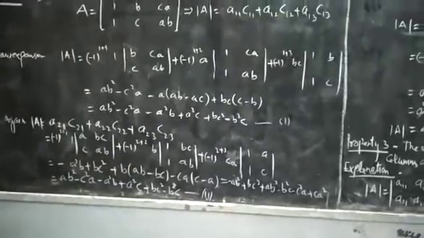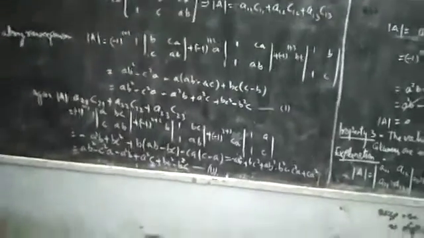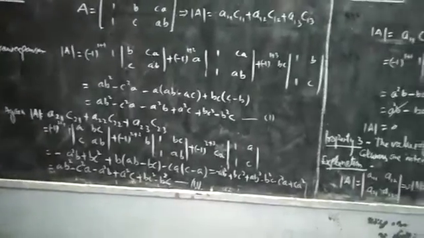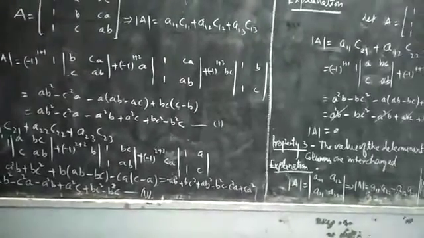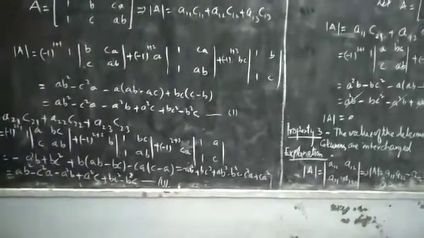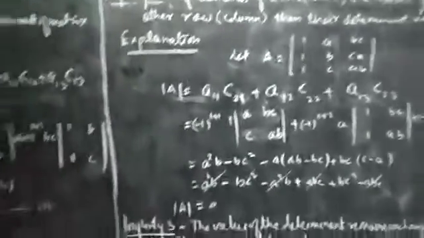From relations first and second, it is clear that if we multiply every element of a particular row or column by their corresponding cofactor, then it will give us the determinant of the matrix.